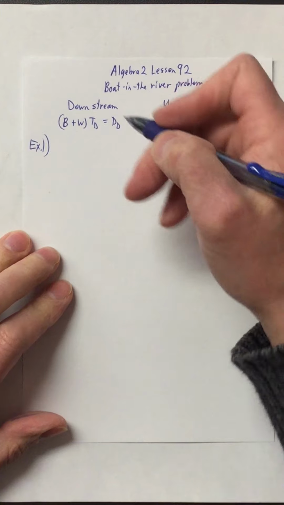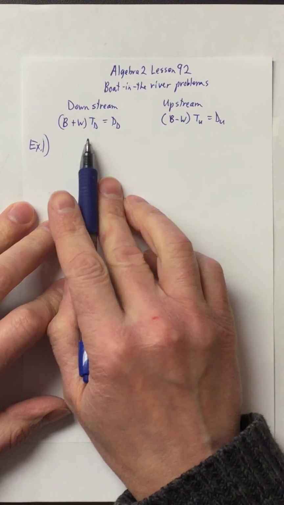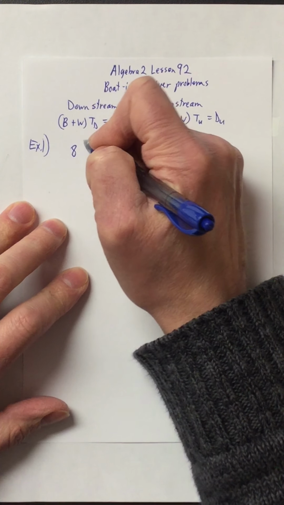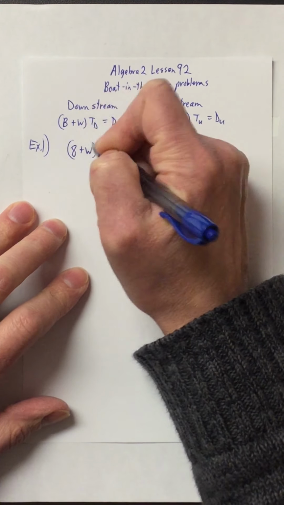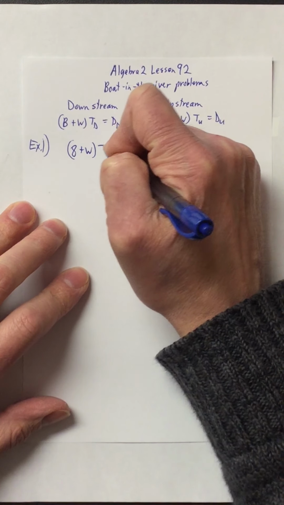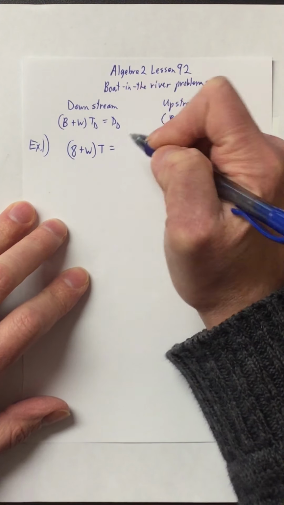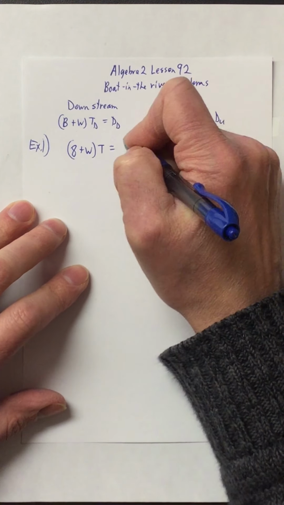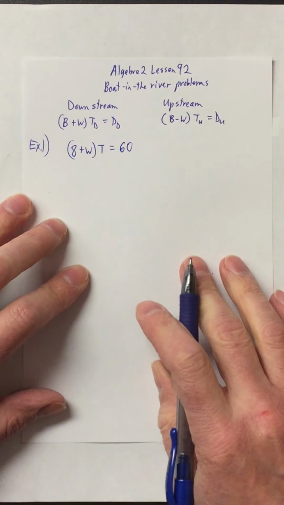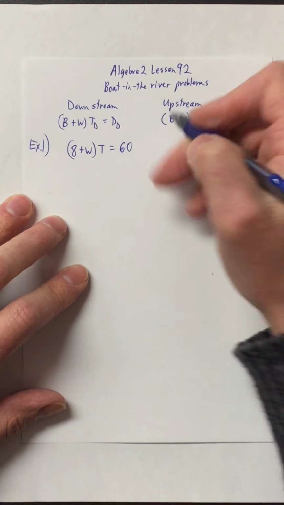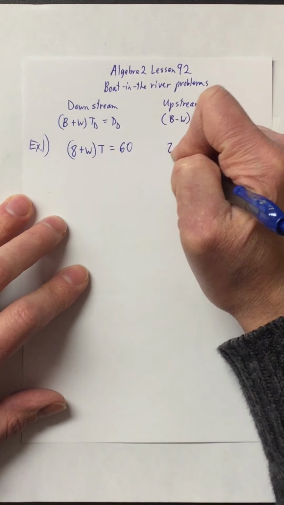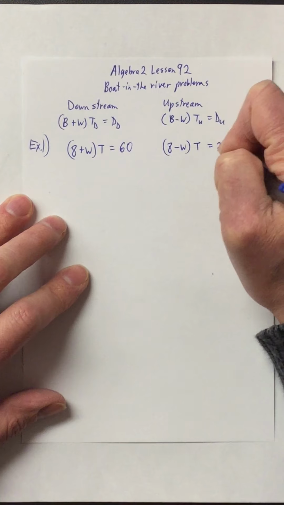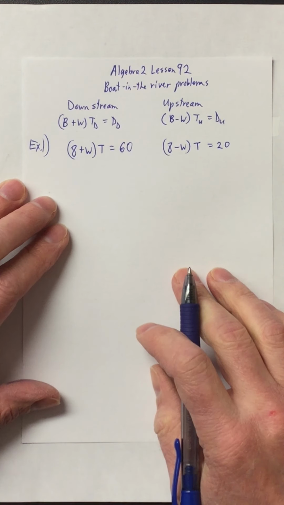So let's start our equation here. We're going to use the downstream first. It tells us that the boat is going 8 miles per hour. We don't know what the current is. That's our W, so we have to find that out. We also don't know what the time is. We do know that the time of going downstream and upstream is the same. And the distance covered downstream is 60. Then going upstream, we have 8 minus the water times the time is equal to 20 miles, the distance that they covered.